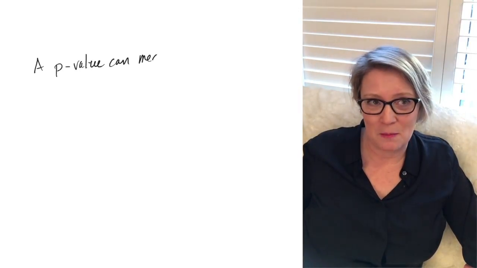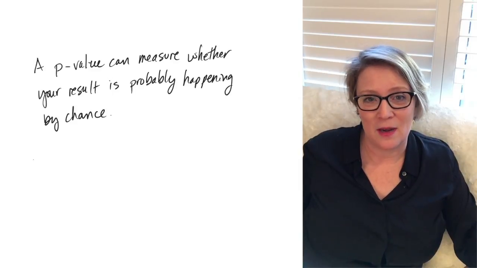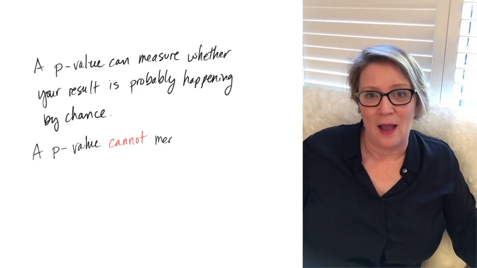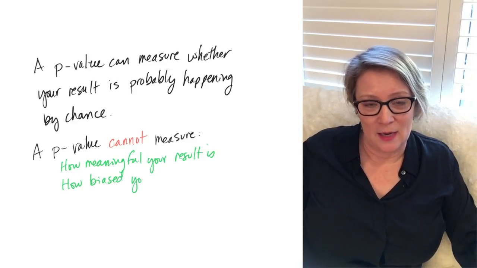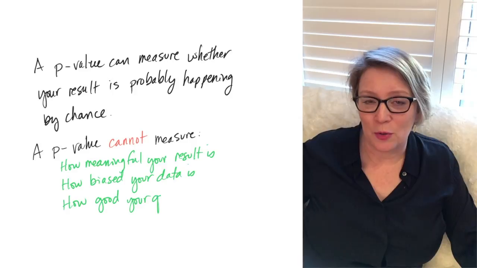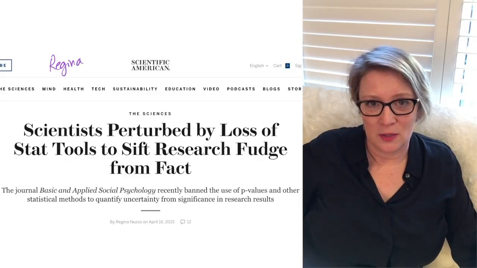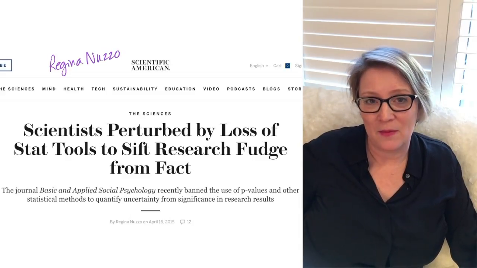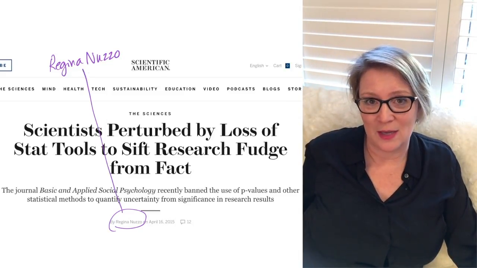A p-value can measure whether an observed result is happening by chance. A p-value cannot measure how meaningful your result is. A p-value cannot measure how biased your data is. A p-value cannot measure how good your question is. All those things are based on things well outside what a p-value can measure. Regina Nuzzo has one of the best articles of all times on p-values and how to think about p-values and what they mean. Her article's in our resources. I highly recommend you take a look.